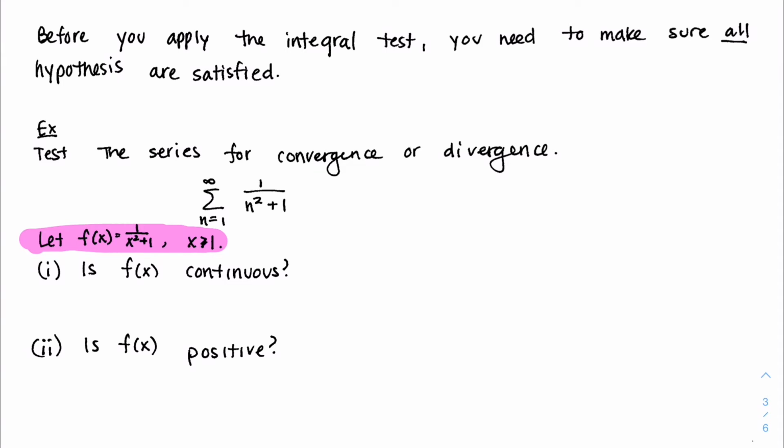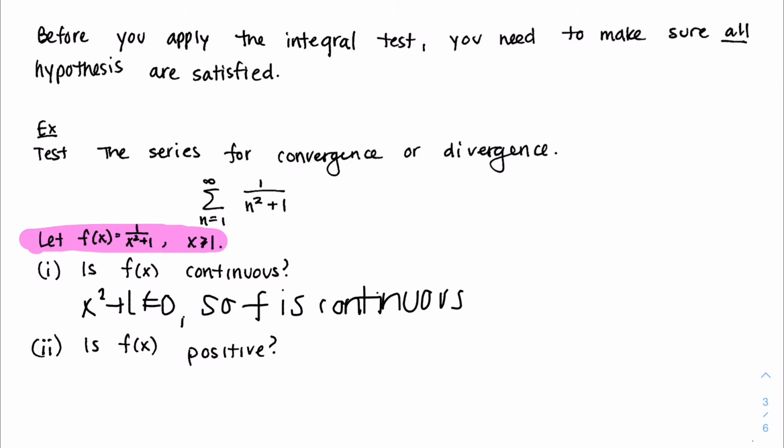So if we look at this, well, x squared plus 1 is never equal to 0. So f is continuous on 1 to infinity. So that's good. First hypothesis satisfied.